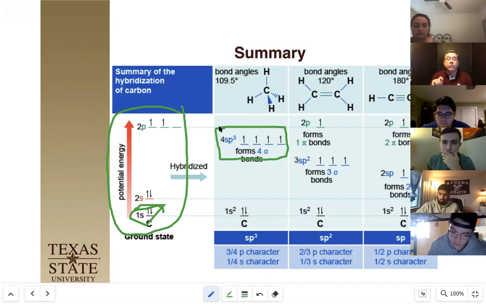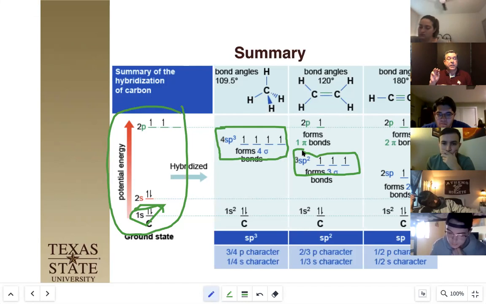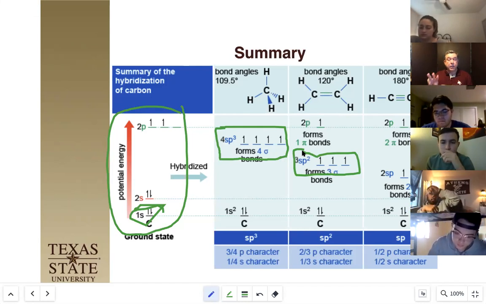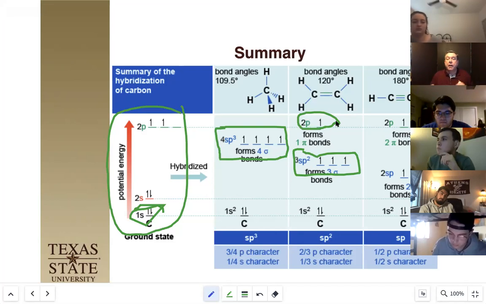When we formed 4 equal orbitals, that gives us an opportunity to do 4 sigma bonds. However, you don't have to. You can just use 3 of them. And when we use 3 of them, that gives us 3 equal orbitals, which means we have a trigonal planar geometry because it's 3 things in space. And we have 1 leftover p orbital, and that leftover p orbital can bond above and below, giving us that pi bond.